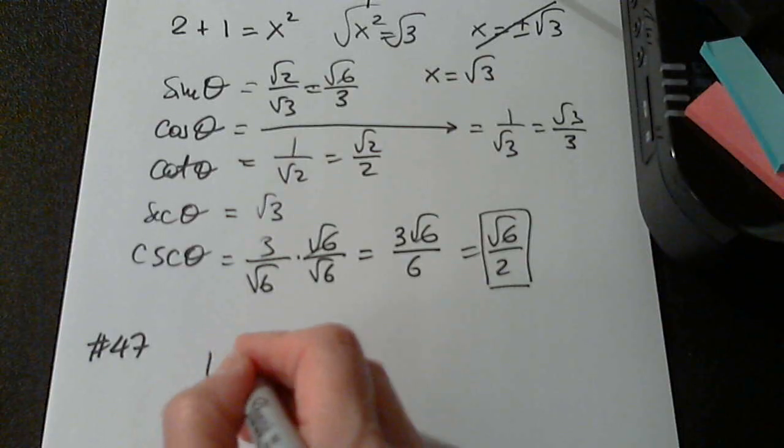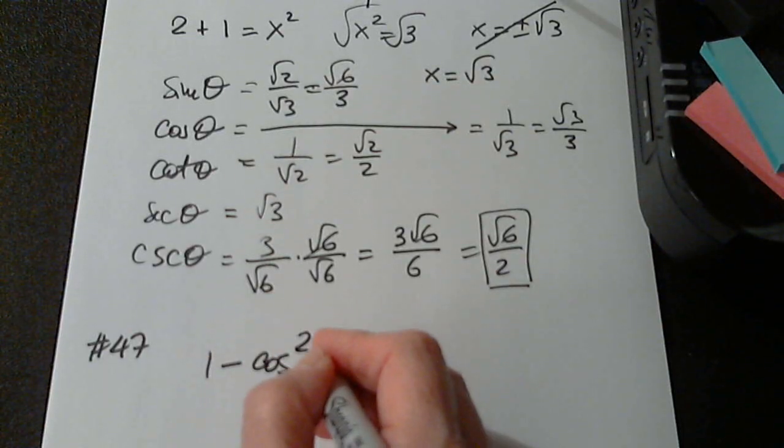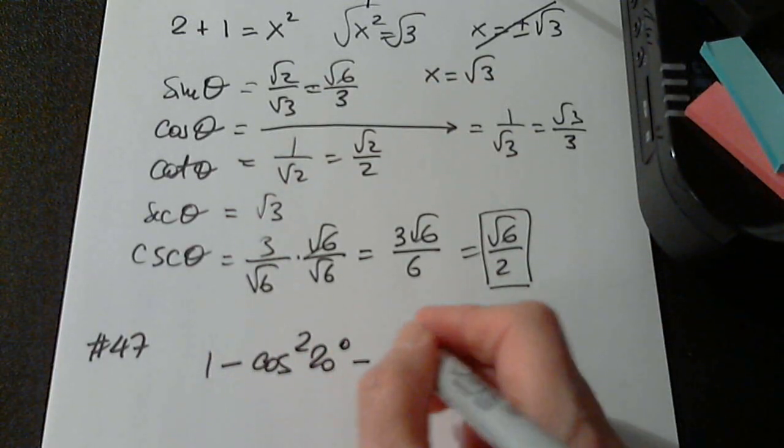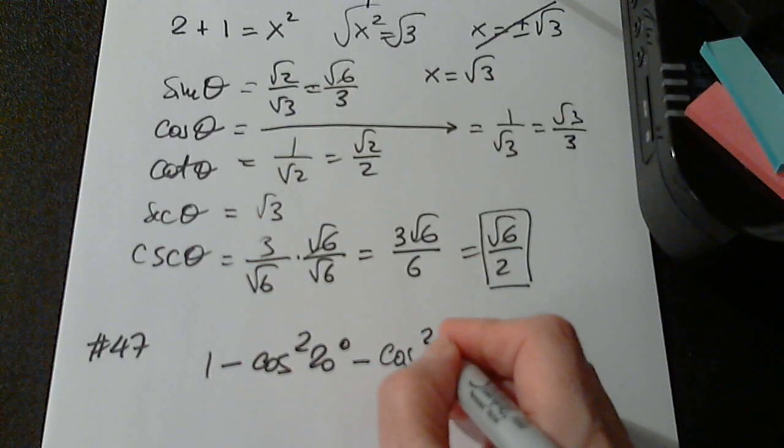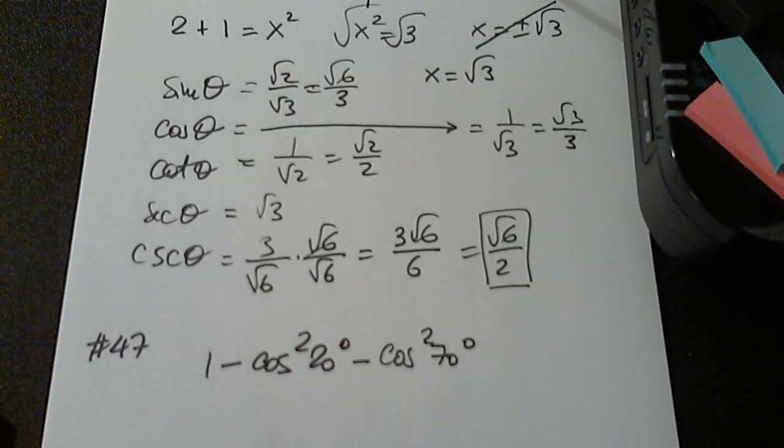And we have 1 minus cosine squared of 20 degrees minus cosine squared of 70 degrees. Okay. So we want to simplify.